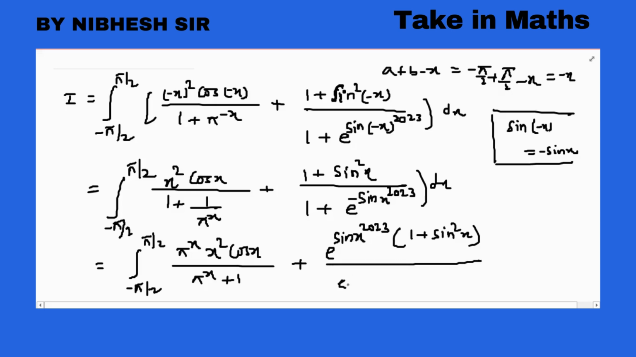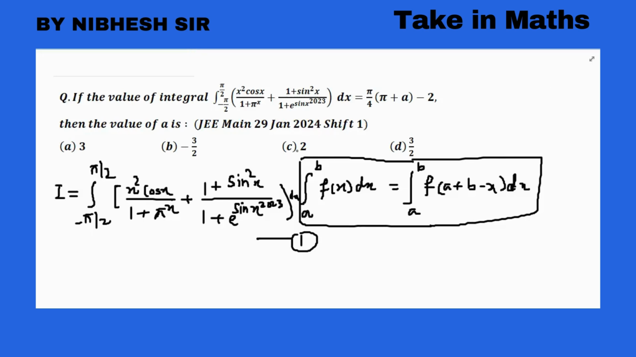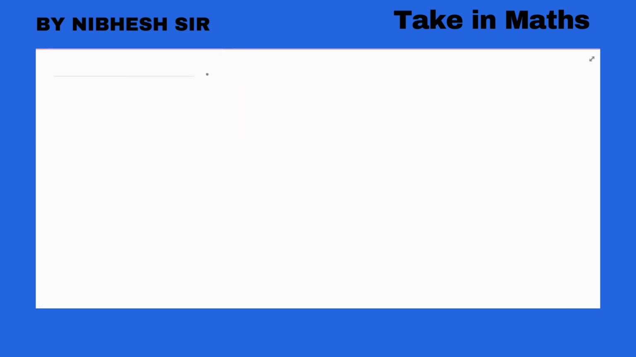e to the power sin x to the power 2023 plus 1, dx. Let this be the second equation, and here we have this one as the first. Adding these two, first and second, what do we get?